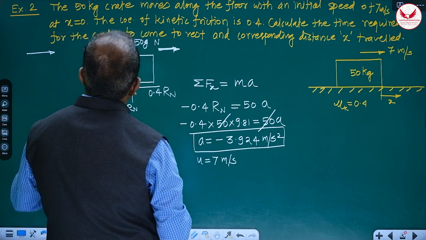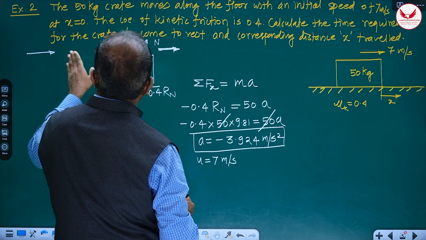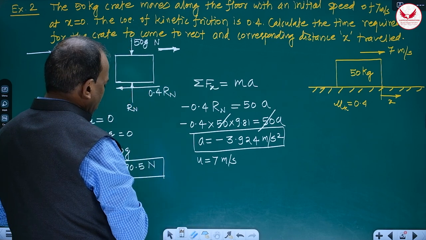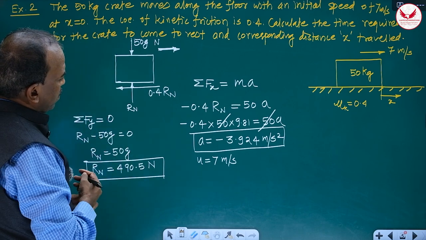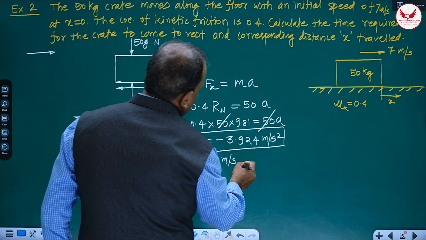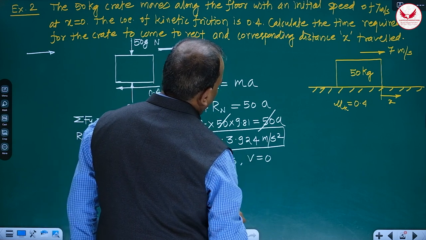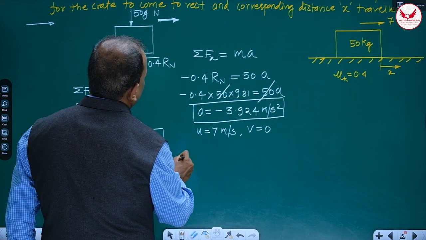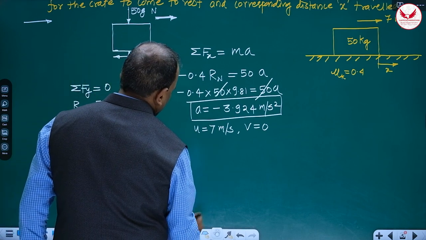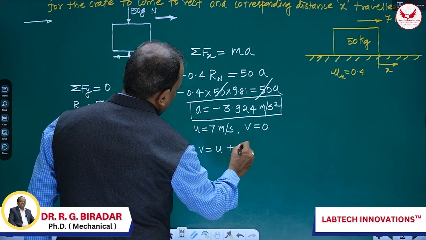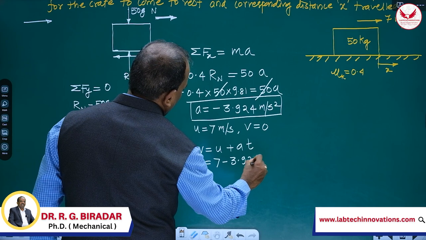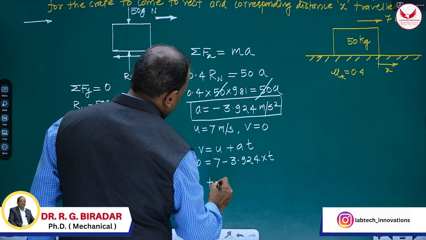Then again, what is given? Calculate the time required for the crate to come to rest and corresponding distance x traveled. Then if a we are knowing, then initial velocity we are knowing, and final velocity is what? It is 0 because it comes to rest. Then from this, what we can do? V is equal to u plus at. V is 0, u is 7, minus 3.924 into t, and from this we'll get time.